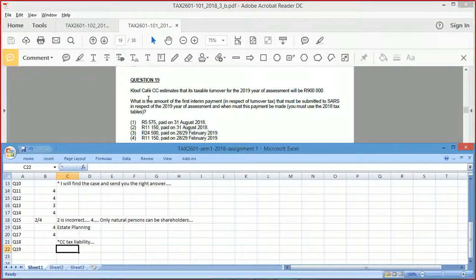Okay, 19. Kloof Cafe estimates taxable turnover of that. Okay, this is again first interim payment. We're going to look at this next week. It's in chapter 3. I'll do this one again later for you, and I'll record it. So this is a provisional payment. Yes, sir.